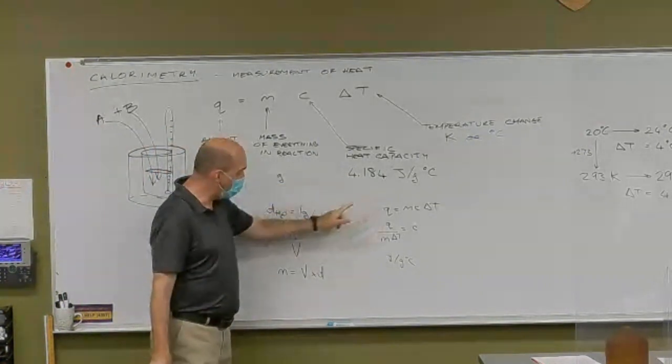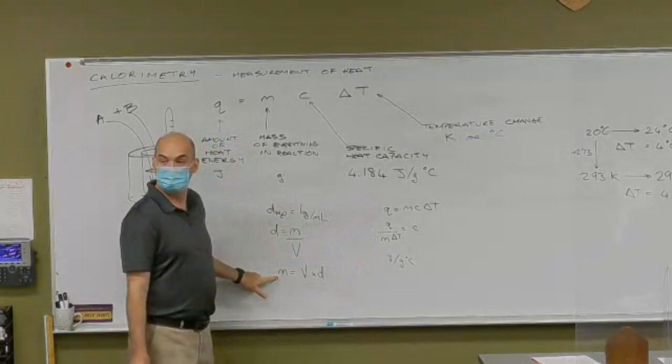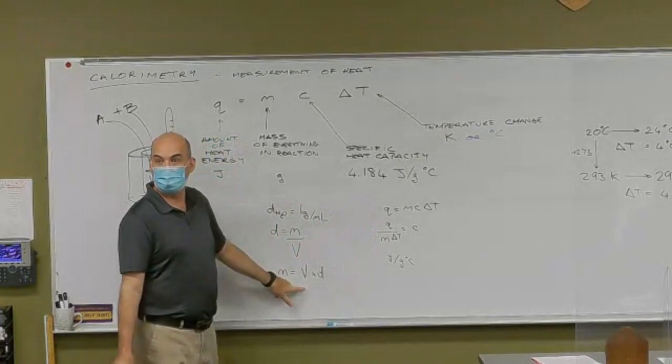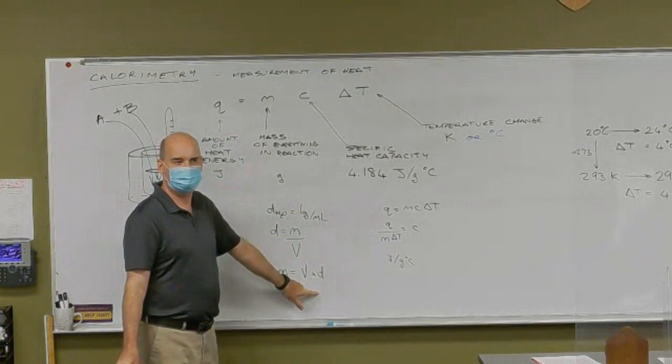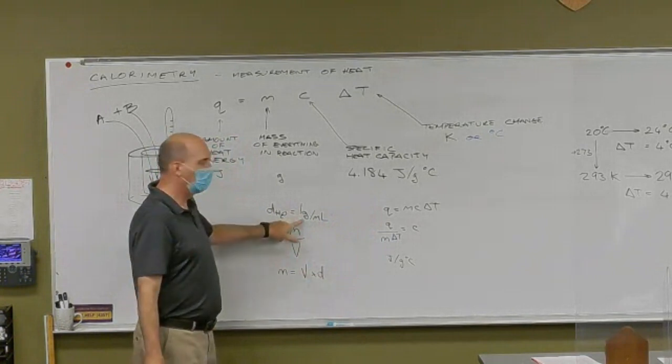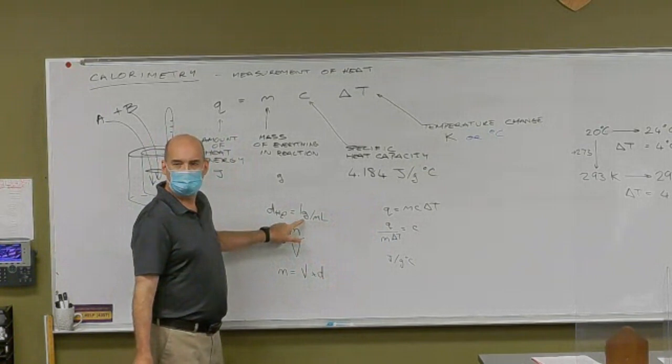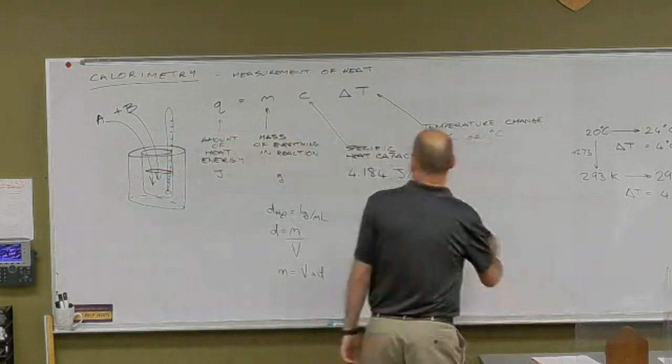And we can find the mass of the volume that's inside the reactor by just multiplying it by its density. And for water, that density is 1. Okay, let's do a question.